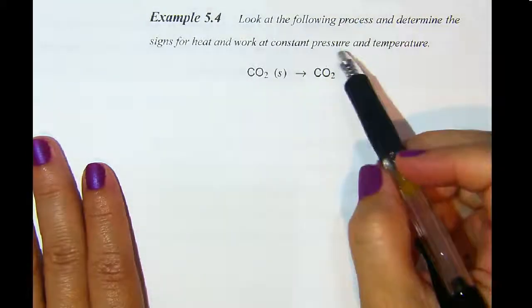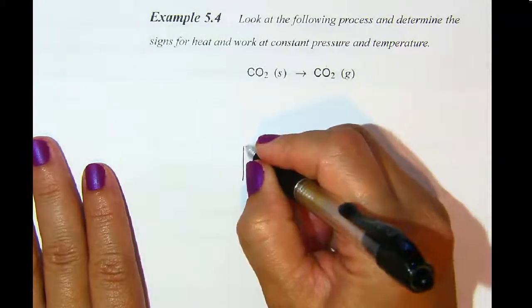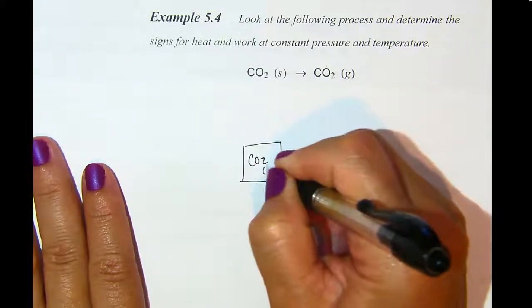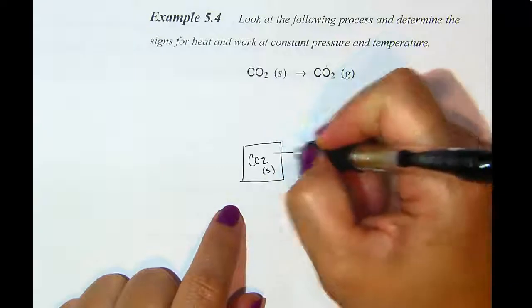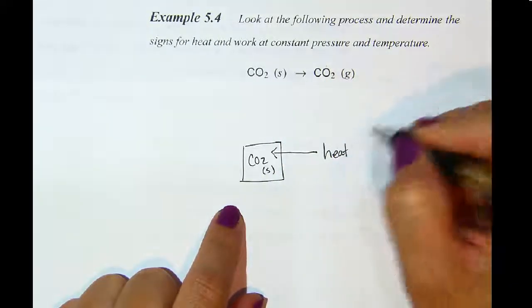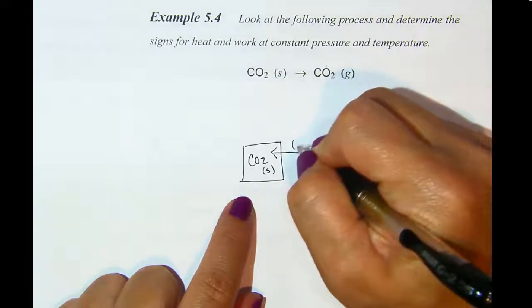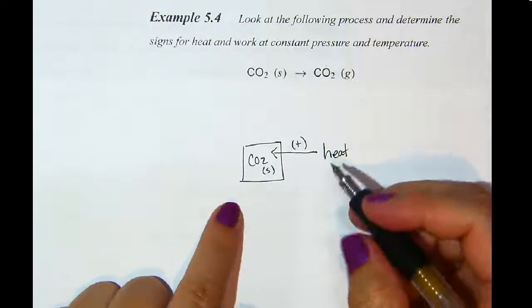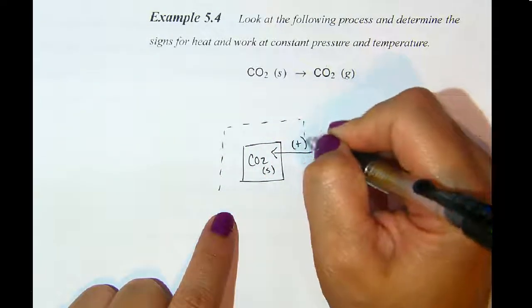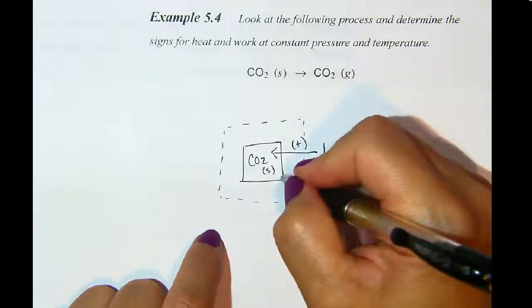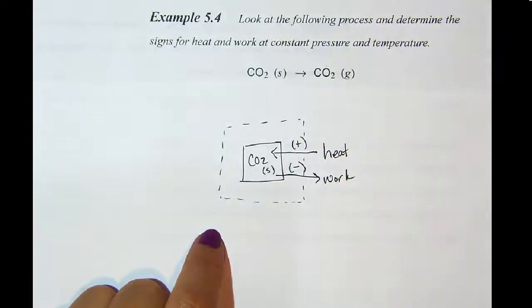Example 5.4. Look at the following process and determine the signs for heat and work at constant pressure and temperature. So notice that we start out as a solid, CO2 solid, and it's going to turn into a gas. Well, what do you have to do to a solid to turn it into a gas? Heat is going to have to be added to it in order for the particles to move faster and expand and turn from solid to gas. So that means that heat is going to be positive in this case. Also, whenever we have a gas, it's going to cause this to expand against the surroundings, which is work done on the surroundings, which means we have a negative sign for our work.